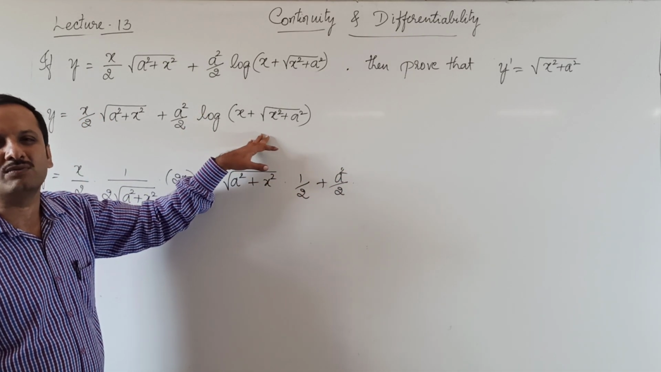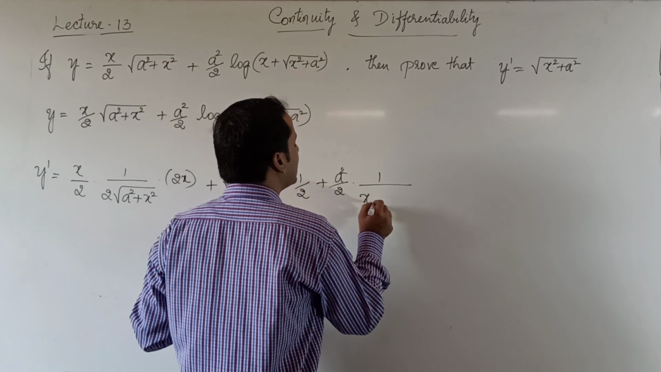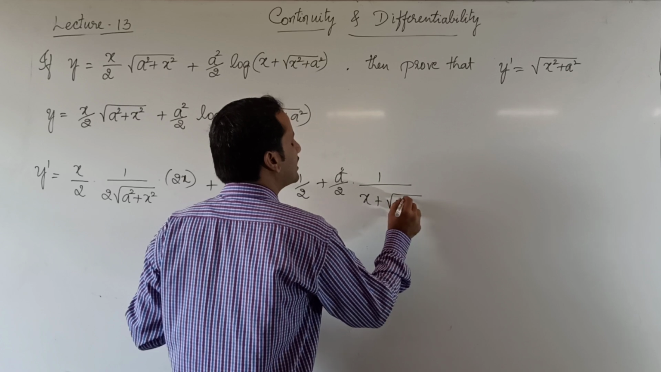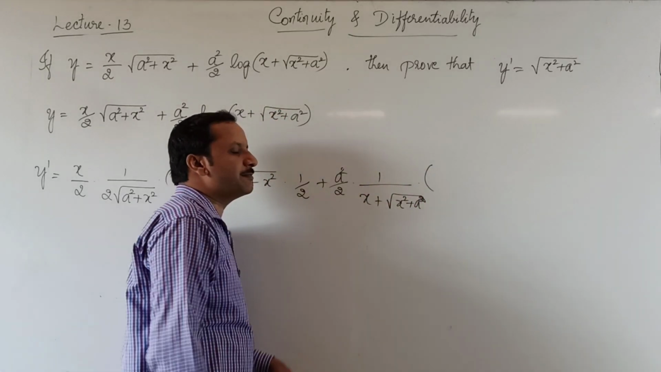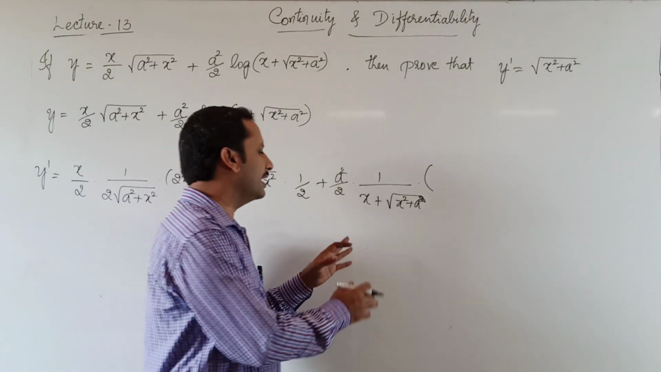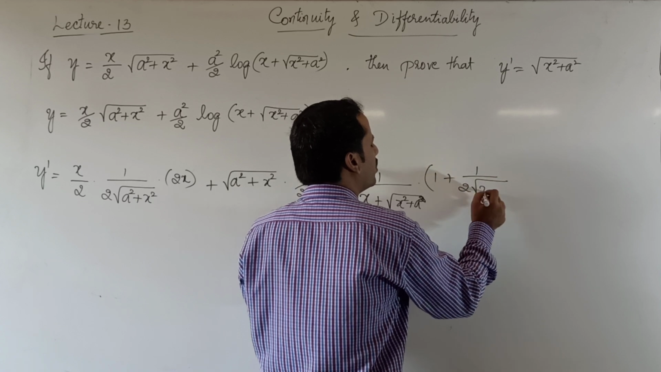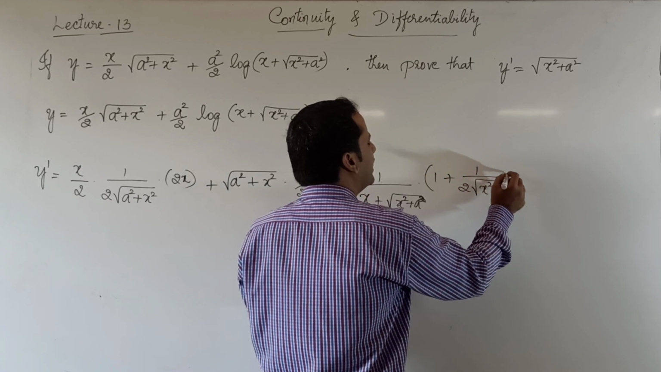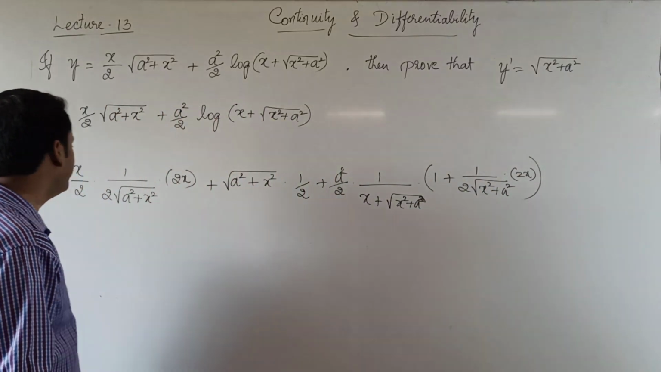Derivative of log x is 1 by x, so the derivative of this expression would be 1 by x plus root of x square plus a square into the derivative of x plus root x square plus a square. So the derivative of this is 1 plus 1 by 2 root of x square plus a square into 2x, which we have already seen in our earlier problem.